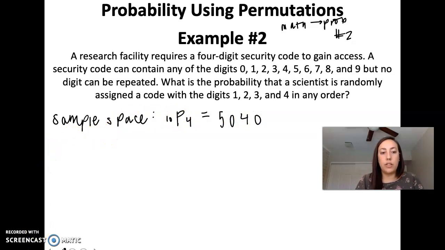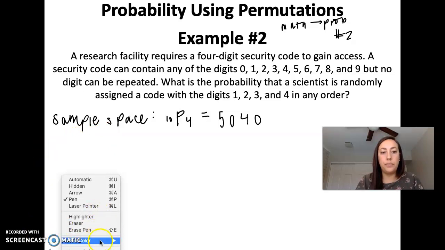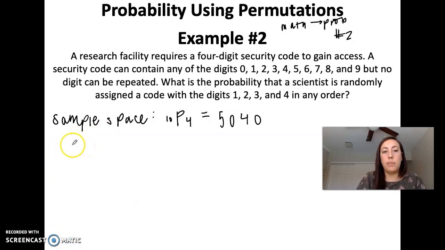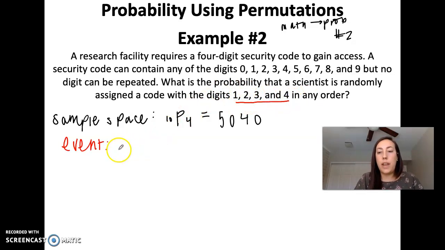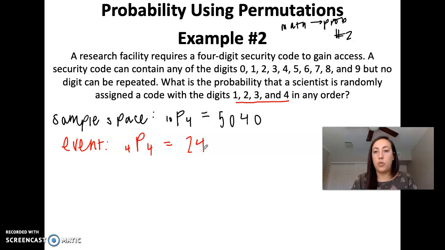So now I'm going to switch colors just to keep these ideas separate. Now let's talk about our event. So our event is that we're using digits 1, 2, 3, and 4 in any order. So now we only have 4 numbers to choose from, since our event only has digits 1 through 4, and we're picking 4 of them to be part of our code. So again, I'm using my calculator to calculate this. So I have 4 numbers, I'm picking 4 of them to be part of my code. There's 24 different ways I can arrange numbers 1 through 4 into a 4-digit code.